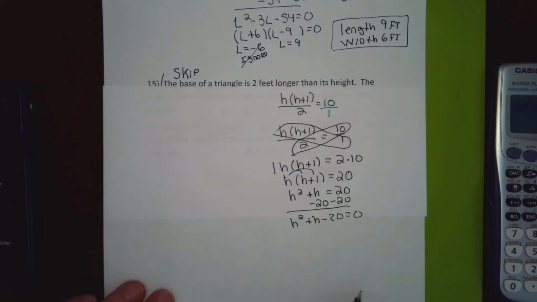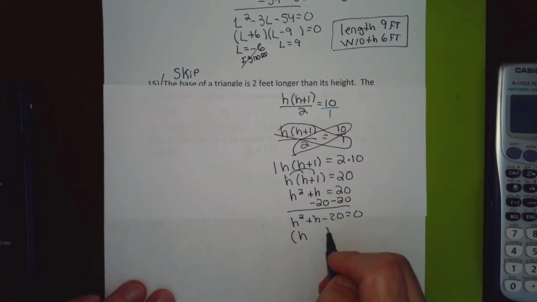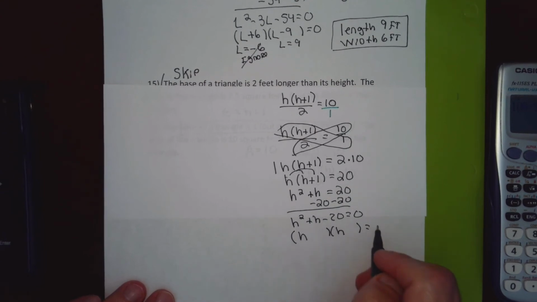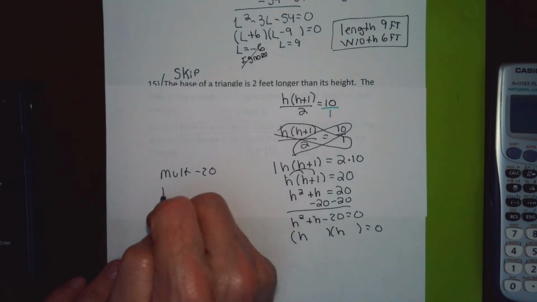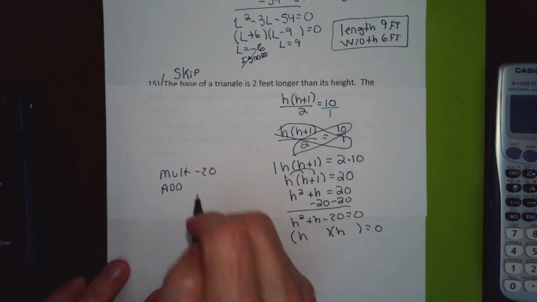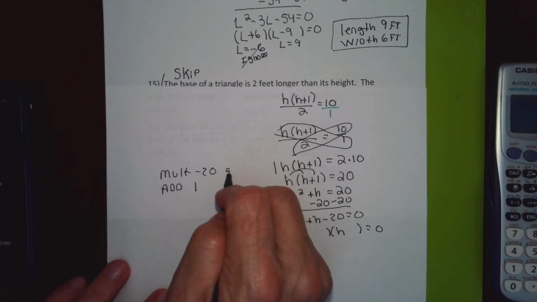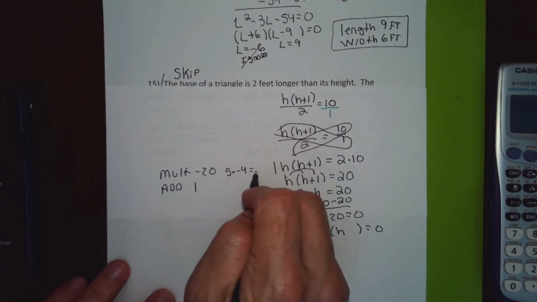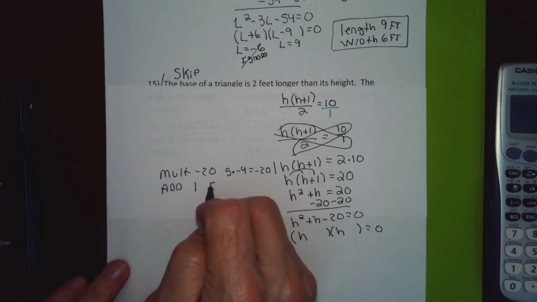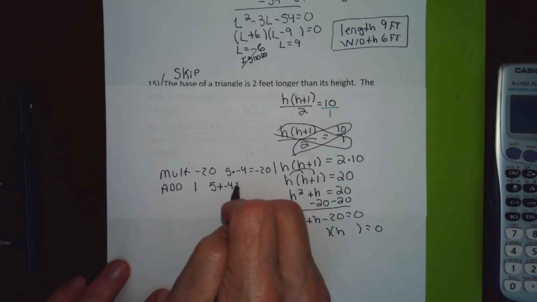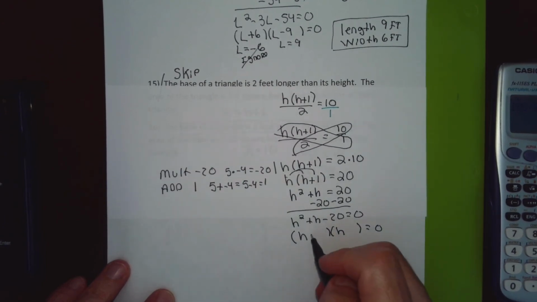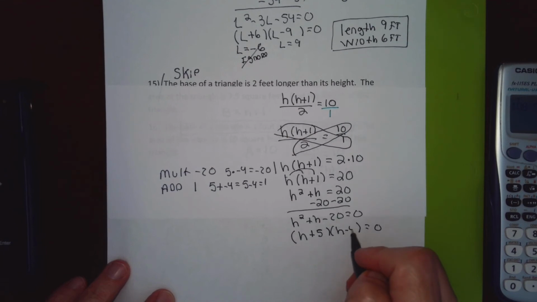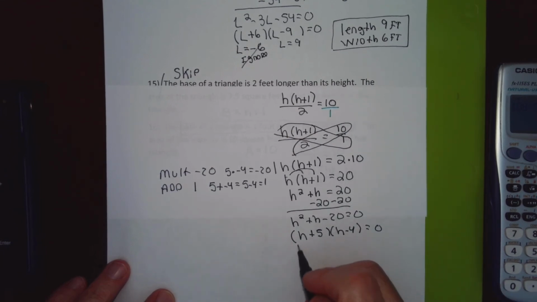I'm going to sight factor this. I'm going to lead off my parentheses with a couple of h's. My numbers need to multiply to negative 20 and add, subtract to positive 1. And that's going to be 5 and negative 4, because 5 times negative 4 is negative 20. 5 plus negative 4 is the same as 5 minus 4, which is 1. So in my parentheses, I get a plus 5 and a minus 4. The h plus 5, if I solved it, it gives me negative 5 for a solution.